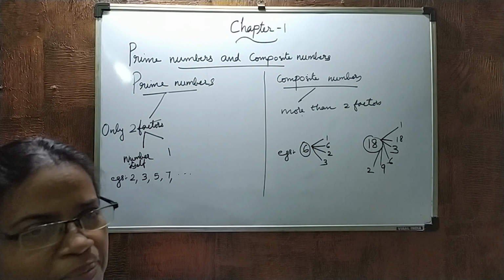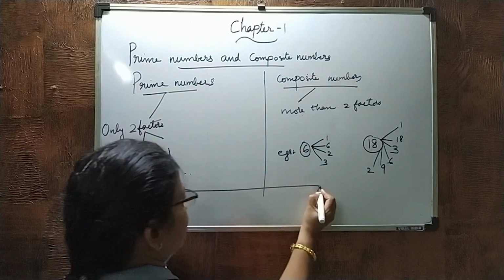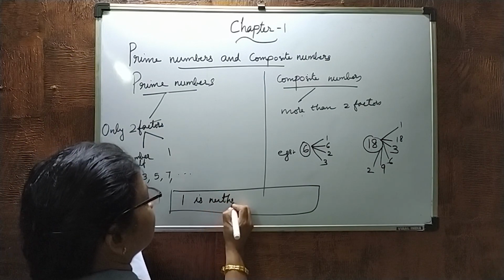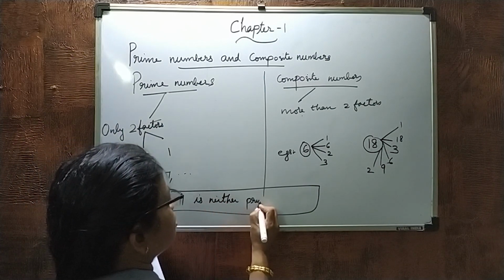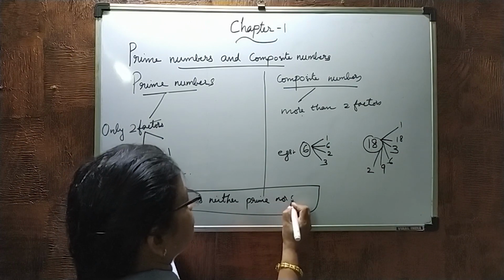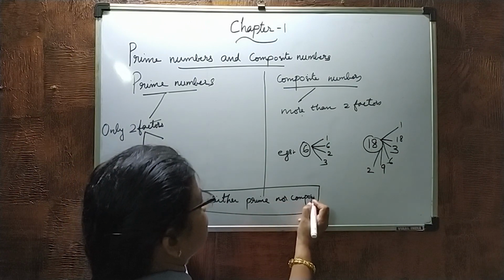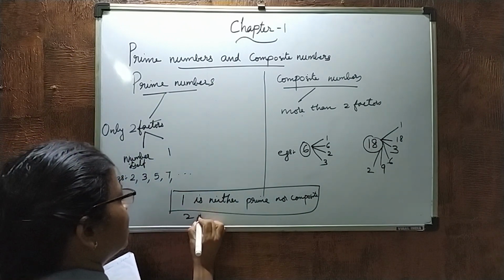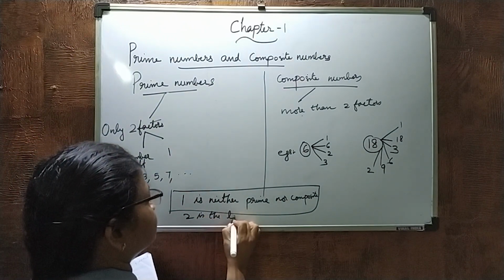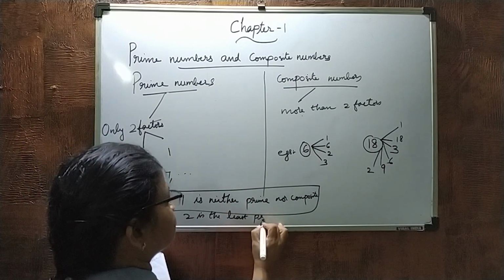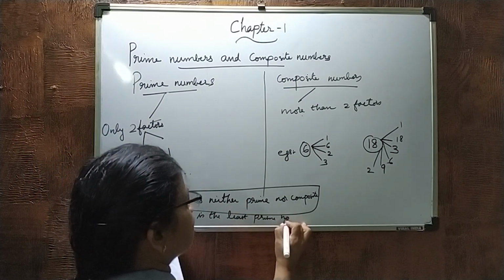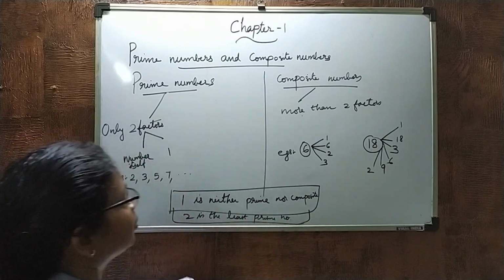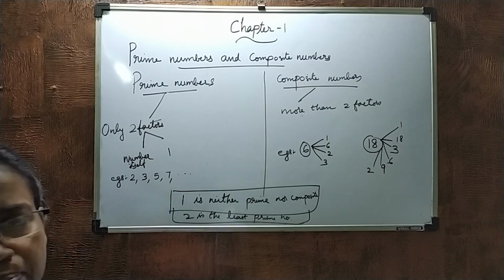And one more thing you have to remember. This is the main thing you have to remember: 1 is neither prime nor composite. And one more main thing you have to remember: 2 is the least prime number. 2 is the least prime number. So, these are the things you have to remember about prime numbers and composite numbers.